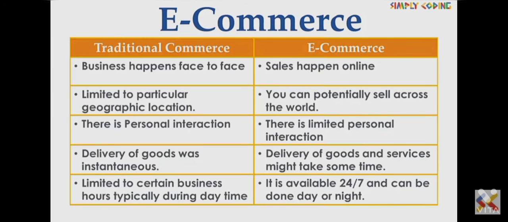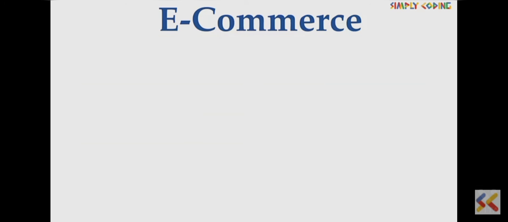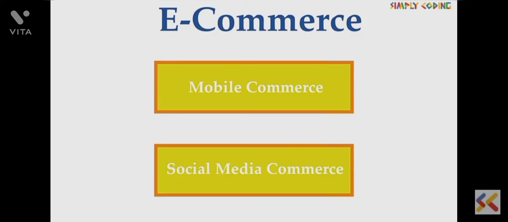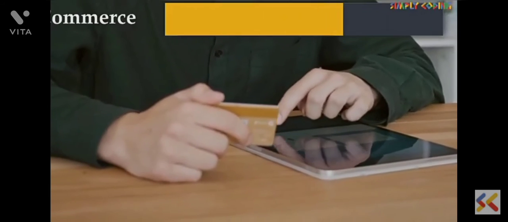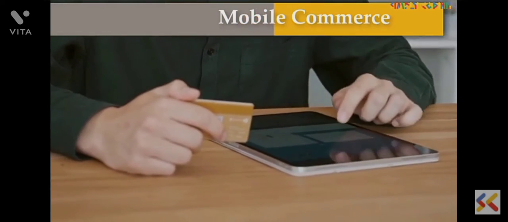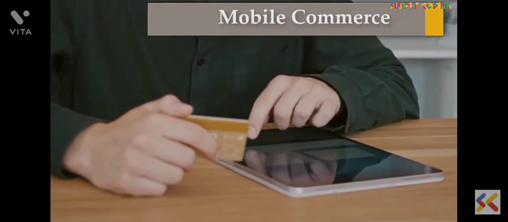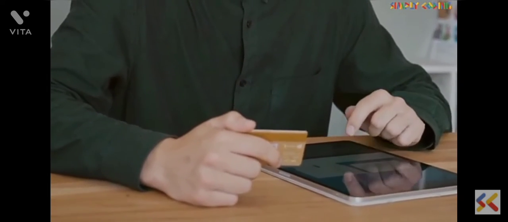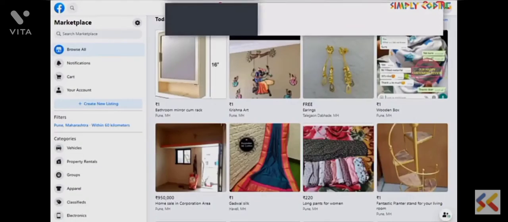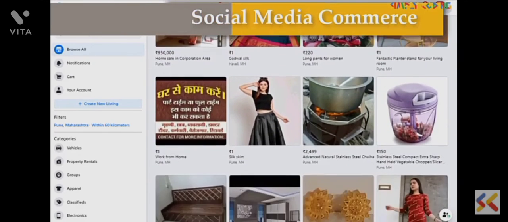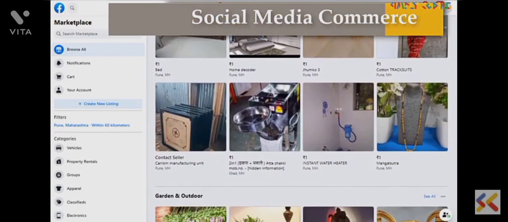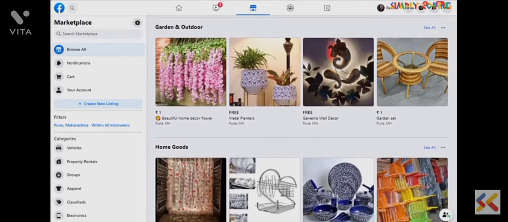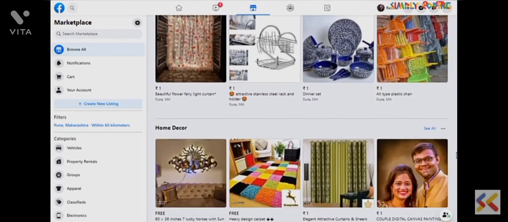Here is a summary of the difference between traditional commerce and e-commerce, which is popular today. E-commerce is also extended to mobile and social media networks. When we say mobile commerce, today you are able to do any transactions from your smartphone or tablet, like mobile banking, bill payments, ticket booking, etc. In addition, there is the rise of social commerce, which is the use of social media sites like Facebook, WhatsApp to promote and sell products and services.